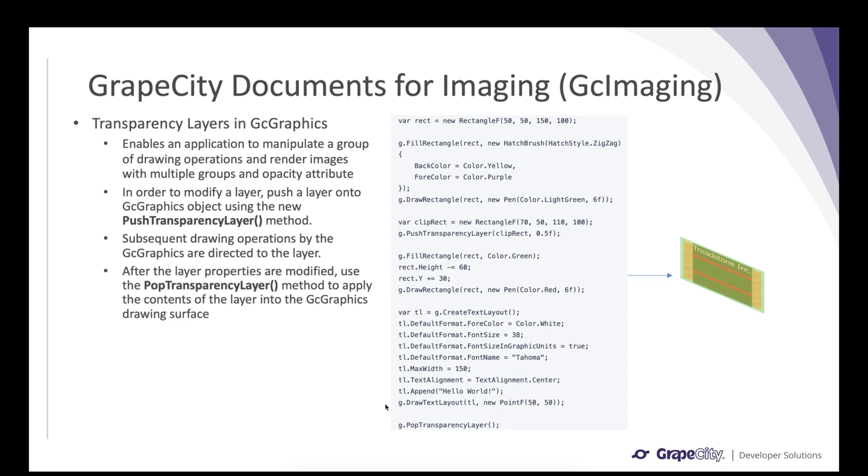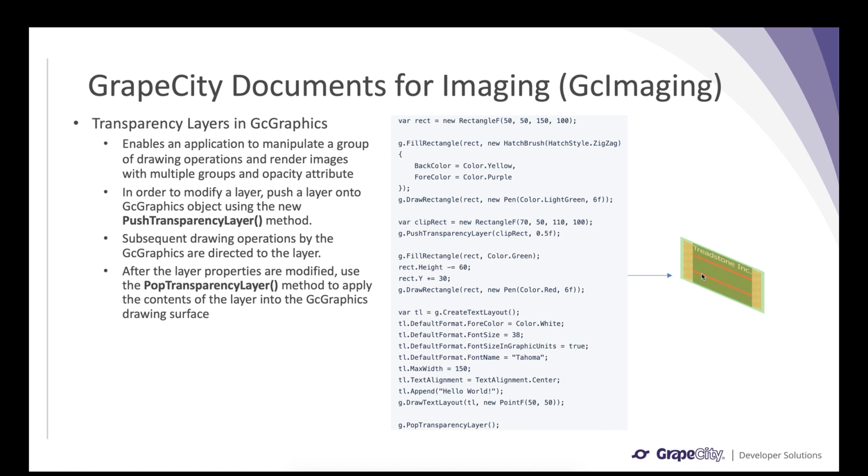Another new concept we have introduced in GC Graphics is that of transparency layers. It will enable an application to apply a group of operations and merge those operations over the image with certain opacity. For example, you want to work with a particular layer, modify it, apply some properties, and merge it back to the same image. So you call the push transparency layer method. This layer would help to modify a layer, apply some drawing operations, and when you have applied all the operations, you can call pop transparency layer method. This will merge all the changes back to the GC Graphics drawing surface.